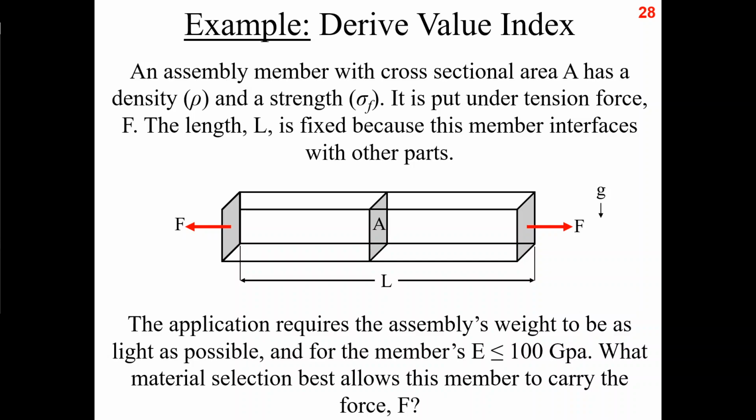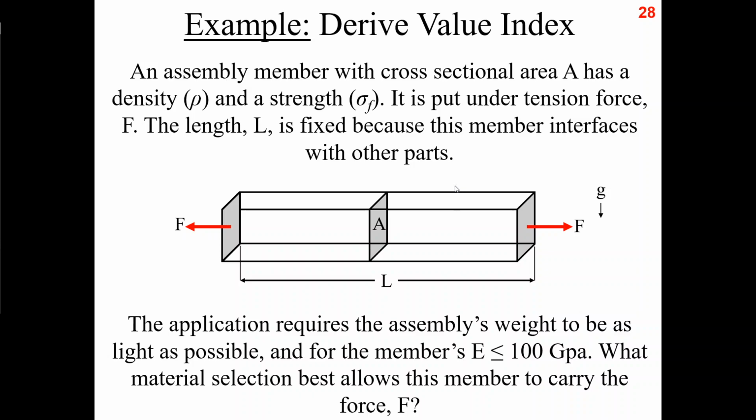We have a member of some assembly of parts, and it has a cross-sectional area of A. It also has a density of rho and a strength of sigma F. It's put under a tension force, which is capital F, and the length of this member, L, is fixed because it interfaces with other parts of the assembly on its 2 outside faces where those forces are imposed. So that length from one face to another face is fixed.